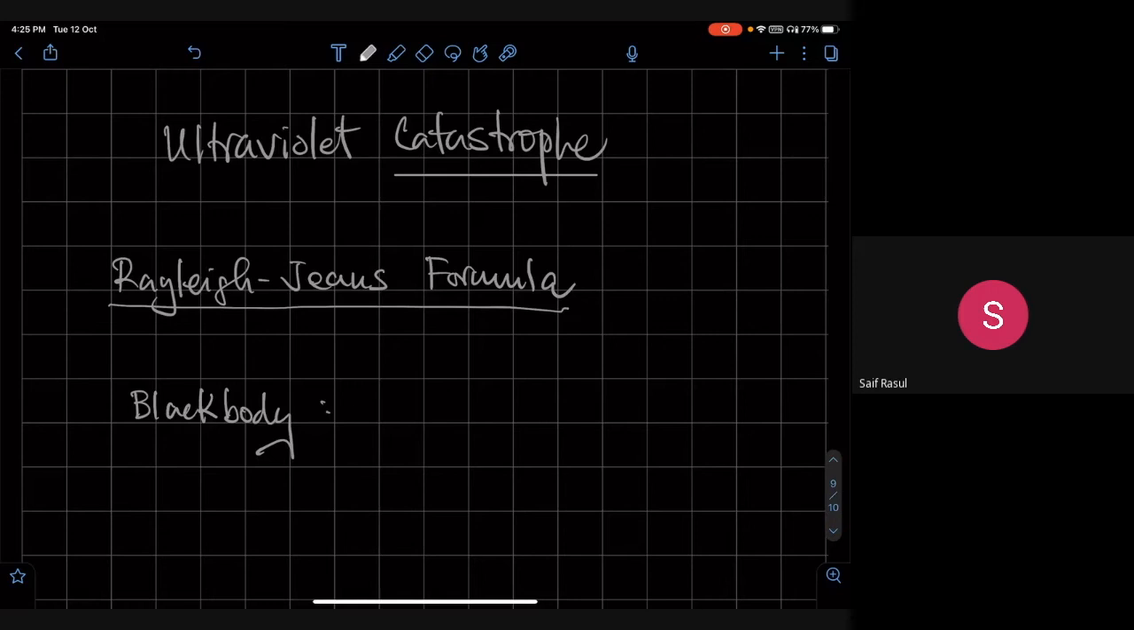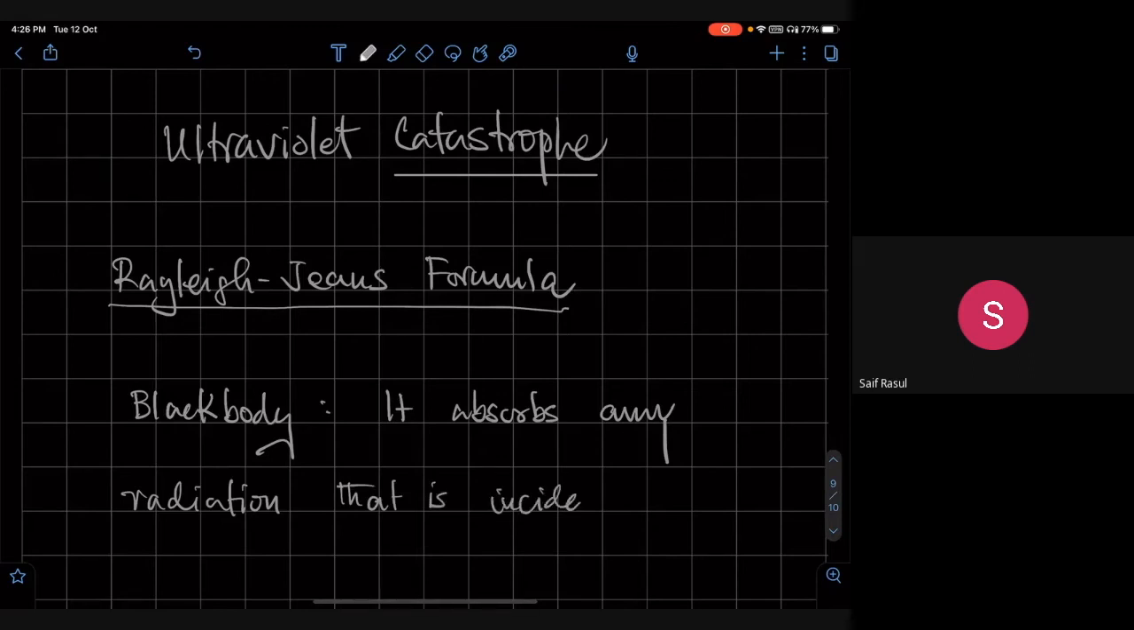Perfect emitter and absorber of radiation. Perfect absorber of radiation, yes. It also turns out to be a perfect emitter. So a black body is a body which absorbs any radiation that is incident on it.